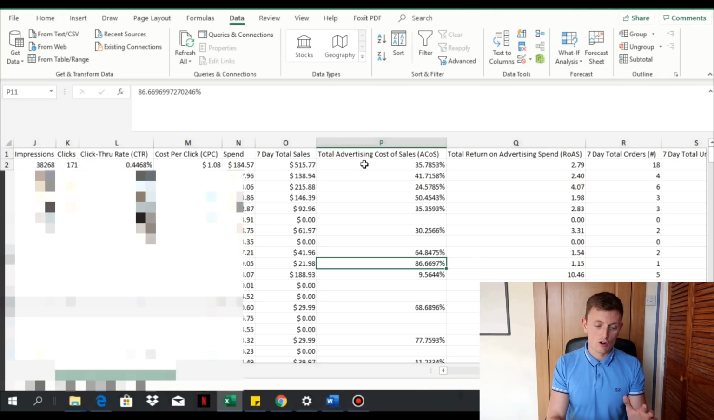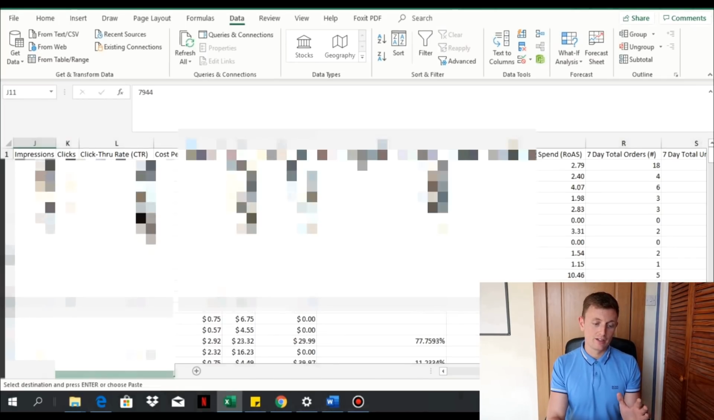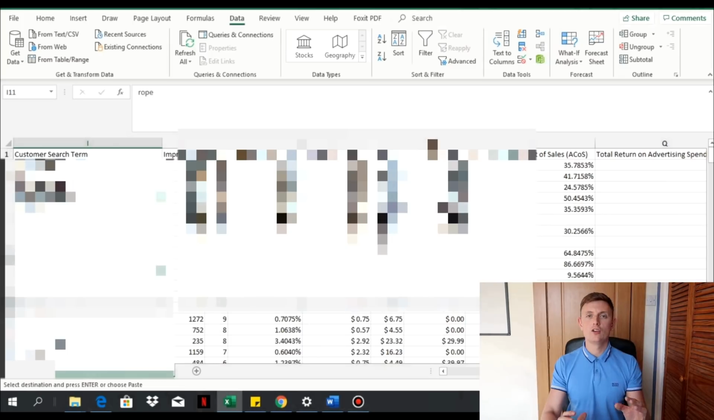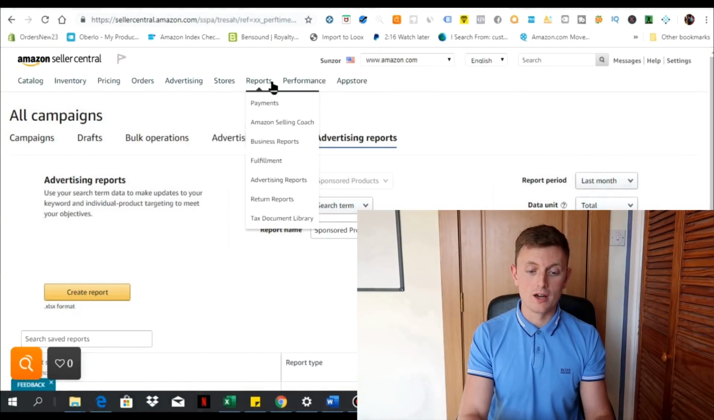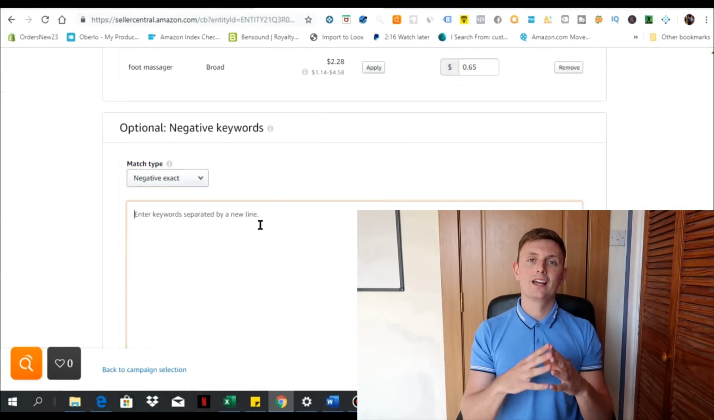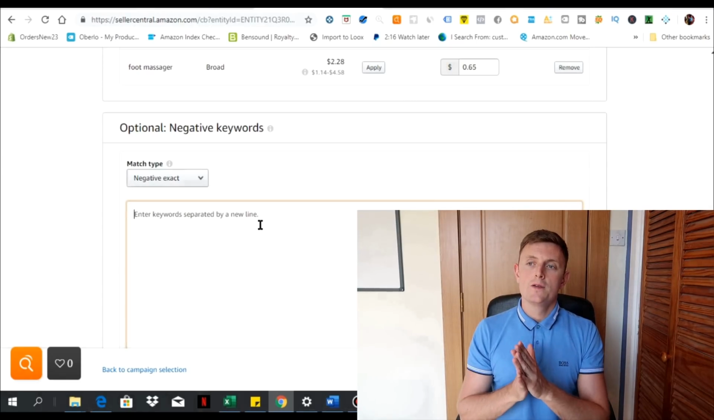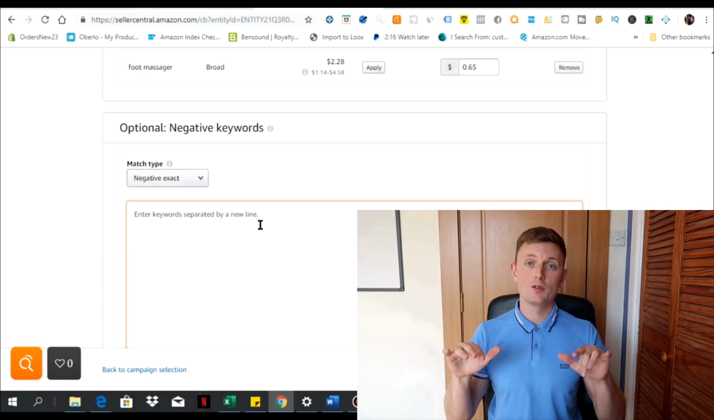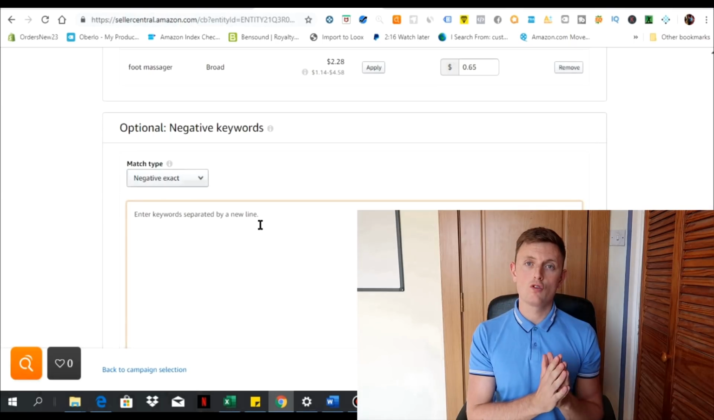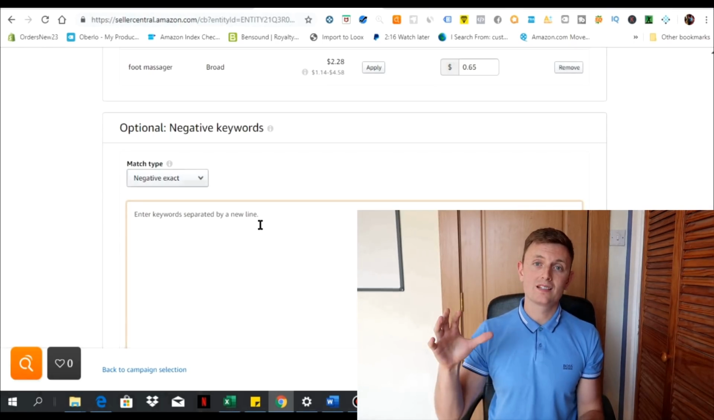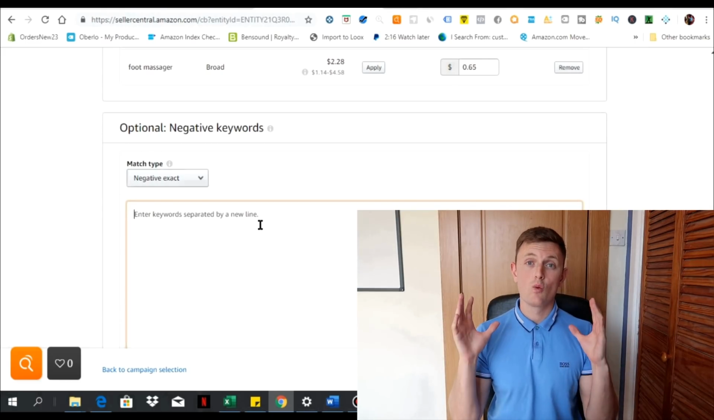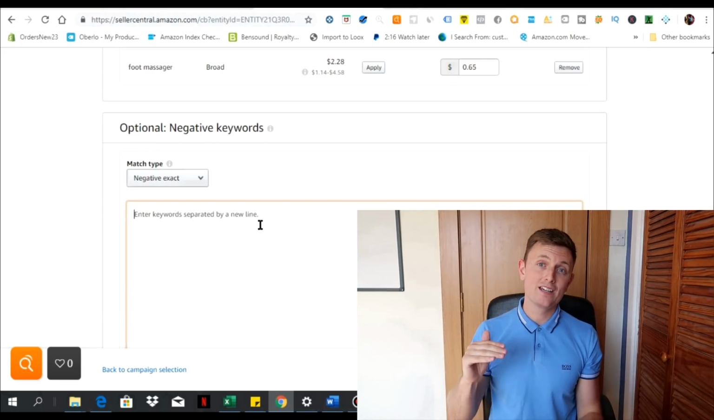So we can see, we're going to scroll over here and check the different keywords, and what we're going to do then is find all these unprofitable ones and take them back to the campaign foot massager broad match, and enter them in the negative exact, okay? So what this is going to do is basically when someone is searching, that keyword won't come up and your ad will not show up. So basically you're not going to be wasting money where you don't need to, which is going to bring your ACoS down, which is good.